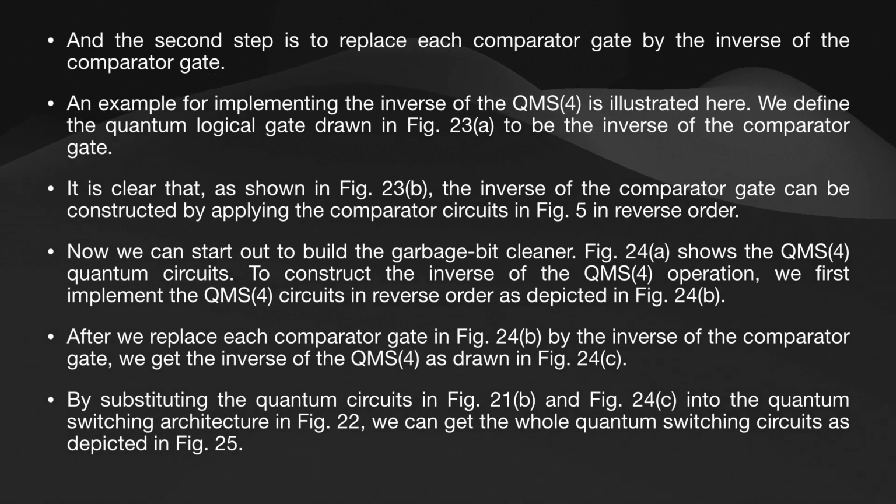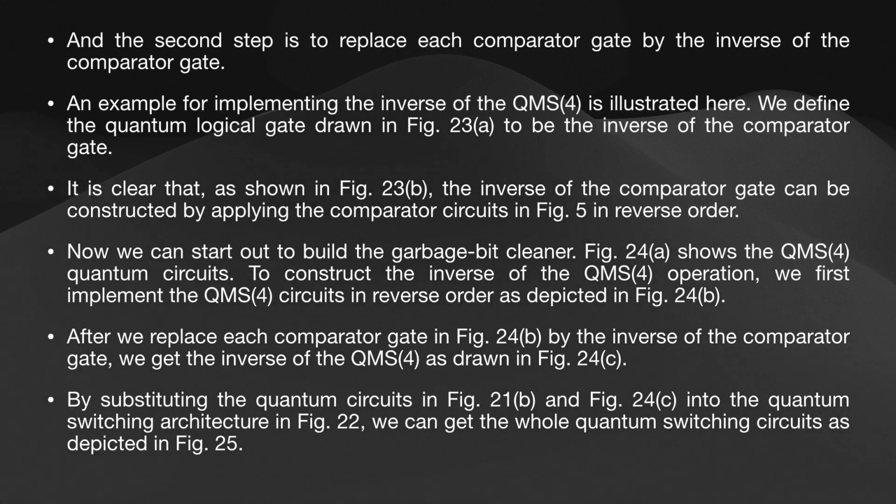By substituting the quantum circuits in figure 21b and figure 24c into the quantum switching architecture in figure 22, we can get the quantum switching circuits as depicted in figure 25.